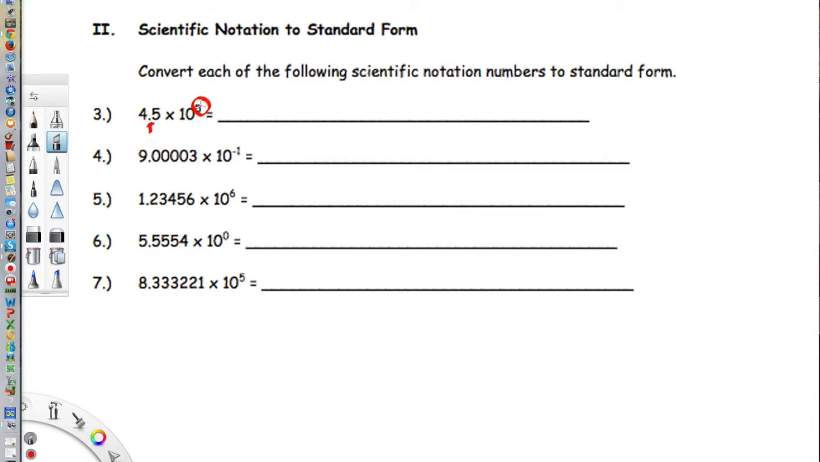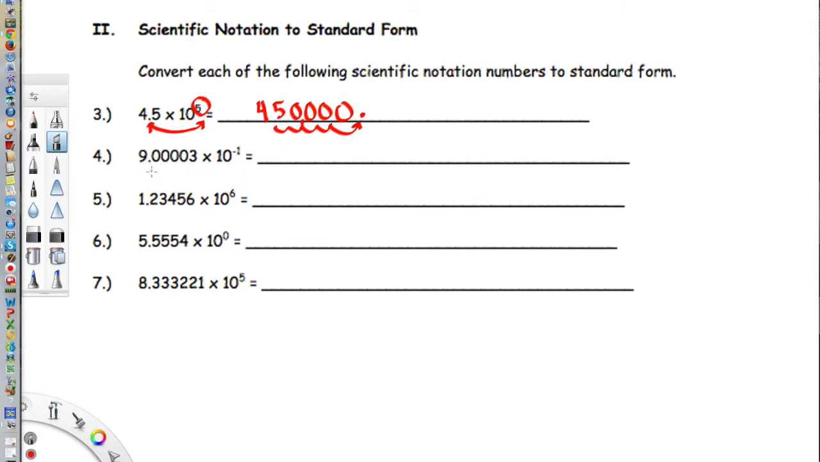Since it's a positive exponent, we know that we're going to be traveling to the right, and we're going to be traveling to the right 5 places. So basically, I have to go past the 5, that's 1, and then 4 more empty places, which will take it to there. So what I did was I took it past the 5, that's 1, 2, 3, 4, 5. I had to go 5 to the right, and that will give me 450,000.